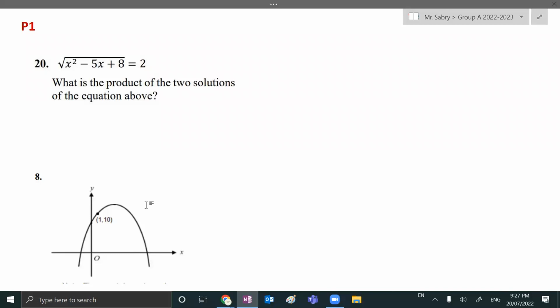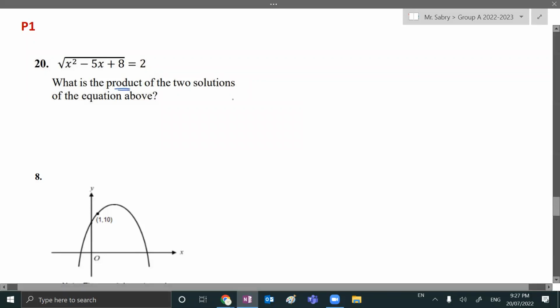So the first question is very similar to the idea we already explained. They're asking for the product of the two solutions. You can either find the solutions and then get the product, or just put the equation in the form of ax squared plus bx plus c equals 0, which is this one, minus sum x plus product. So how to remove the square root? By just putting a power of 2 on the other side. So I'll have x squared now minus 5x plus 8 equals 4.